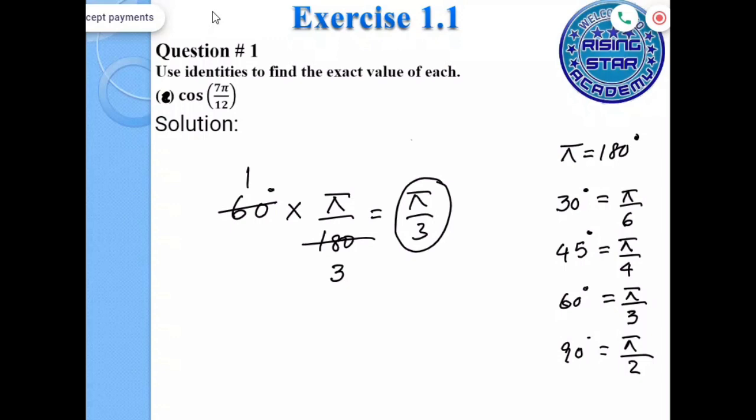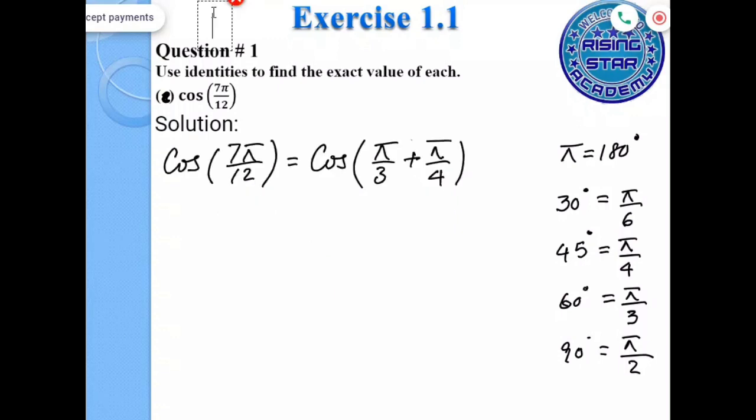Now we calculated that 7 pi by 12 would become 105 degrees. So we will take the values according to that. So basically we will add 60 plus 45, meaning pi by 3 and pi by 4. So let me write. That is basically 60 degrees and that is our 45 degrees, and this would be equal to 105.